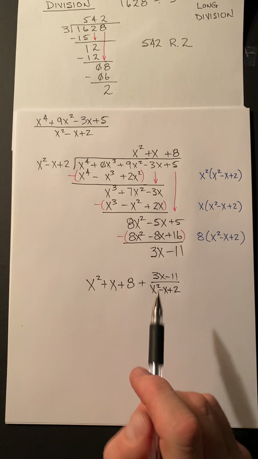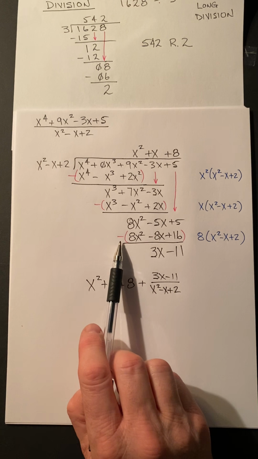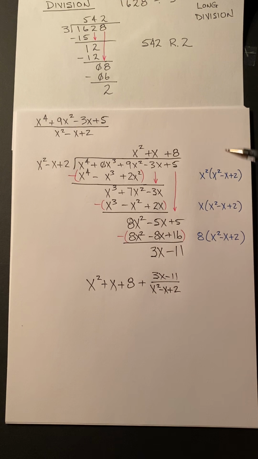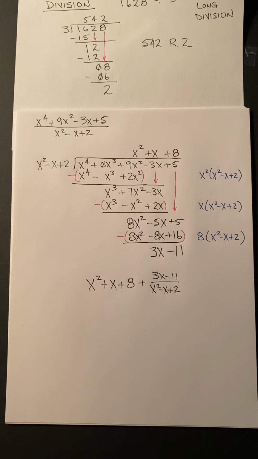So notice I'm consistent in my notation all the way down. Look how my answer gets formed with what my little notations are here over on the side, right? X squared plus x plus 8 down here. So that's how I'm going to do polynomial division.